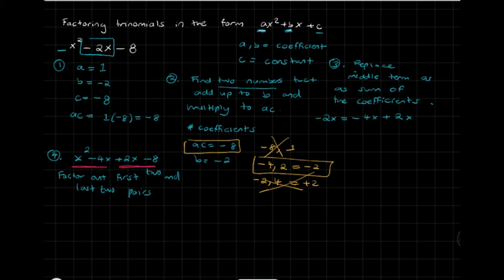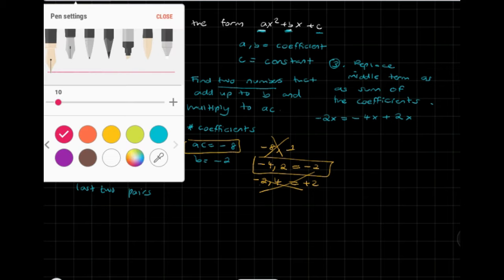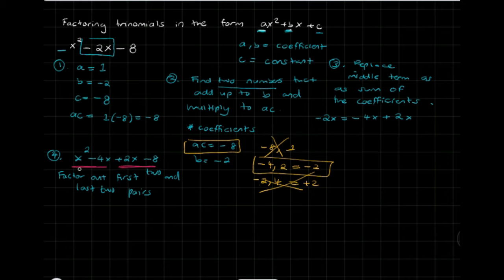When you're factoring this out, you want to factor out the greatest common factor. So let's factor out the greatest common factor. We're looking at x squared and minus 4x. Greatest common factor is x, and then I'm going to get x minus 4. Okay, if you don't understand how to factor the greatest common factor, go look at some videos regarding the greatest common factor. Then what we want to do here is factor out the last pair, which is the 2x minus 8. I'm going to factor out positive 2, and you get x minus 4.